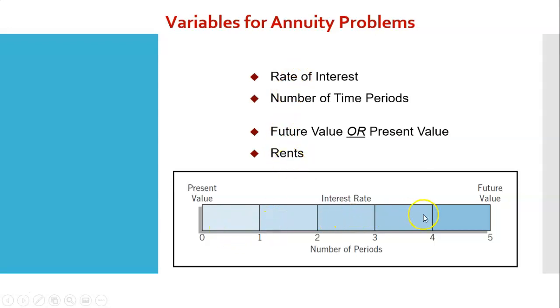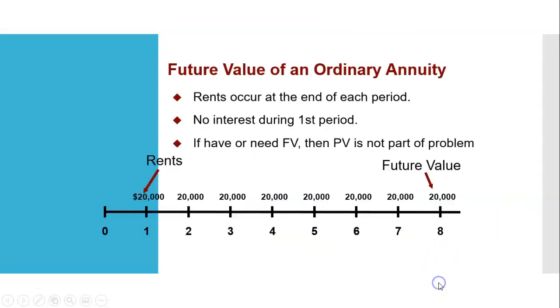Here's our timeline. Across the bottom, we have a present value and a future value, but we're only going to use one of those. We have the interest and the number of periods. And then each line, where the 1, the 2, the 3, the 4, and the 5 is, represents a period and how much is the rent at each one of those periods.